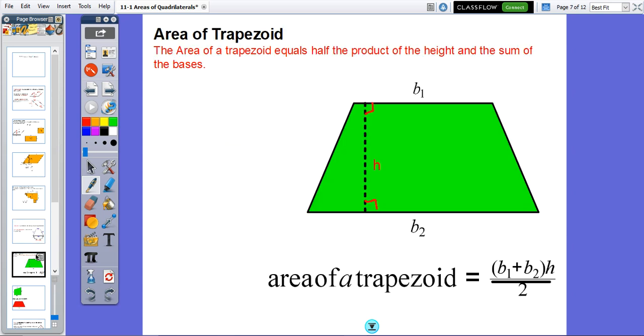Let's look at the formula for this. So the formula for this one is base 1 plus base 2. It doesn't matter which one you call base 1 and which you call base 2. You just know that those two are the bases. So you're going to add the value of the two bases, and then you're going to multiply times the height, but then you're going to divide by 2.